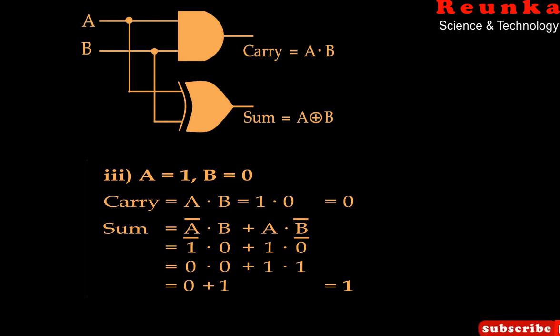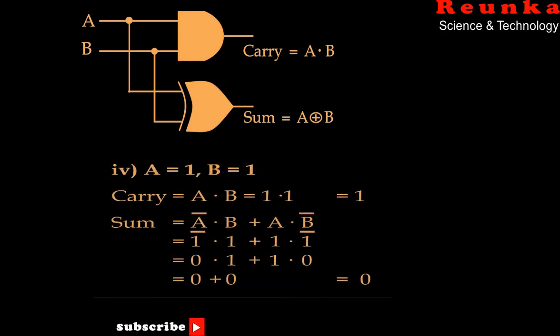In the last case, if both the inputs are high, carry will be obviously the multiplication of 2 ones, that will be 1. In the sum, 1 complement dot 1 plus 1 dot 1 complement. In the first term, 1's complement will be 0 and 1 as it is, so the first term's output will be 0 dot 1. Second term, 1 as it is and 1's complement will be 0, so 1 dot 0. At the final output 0 dot 1 will be 0 and 1 dot 0 will be 0.